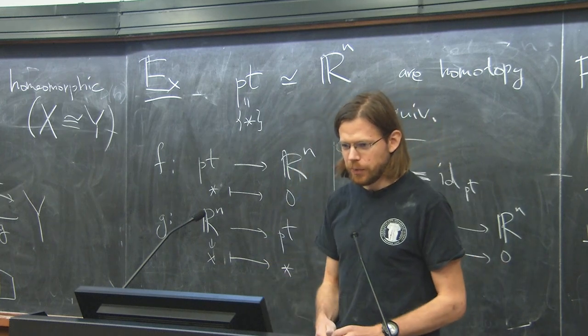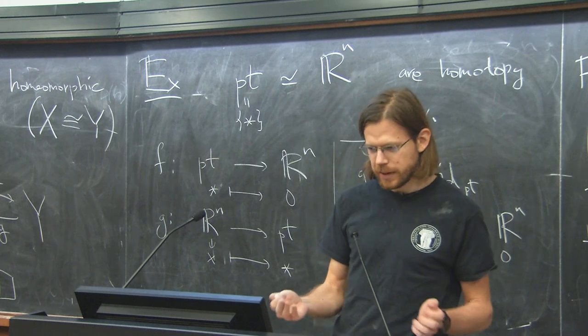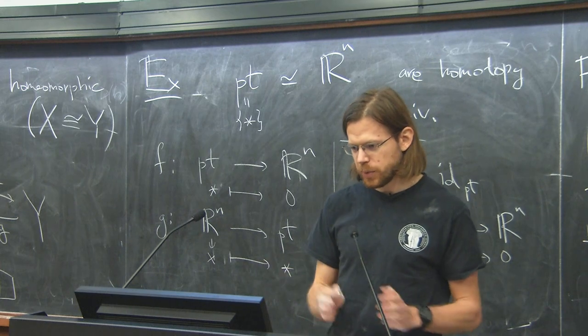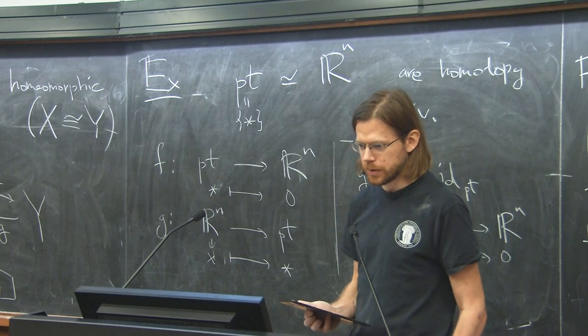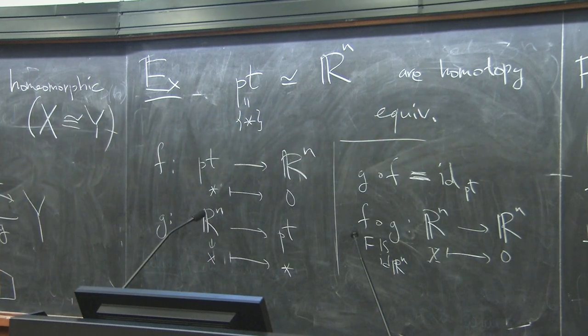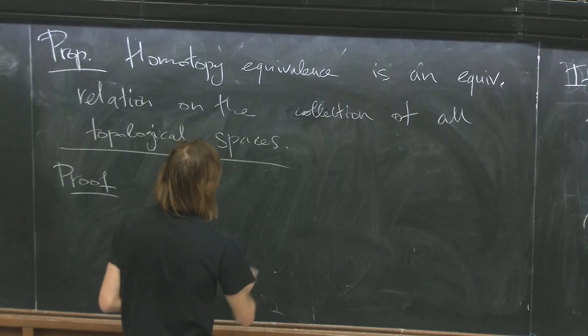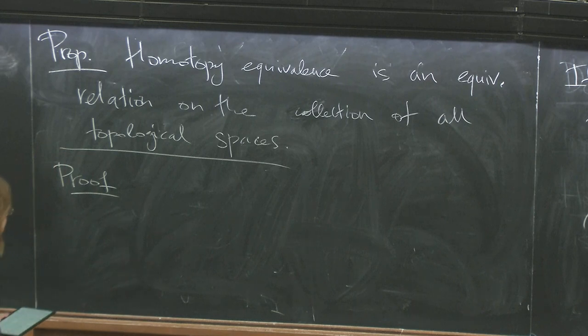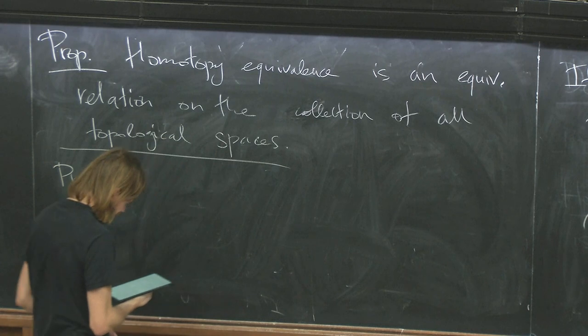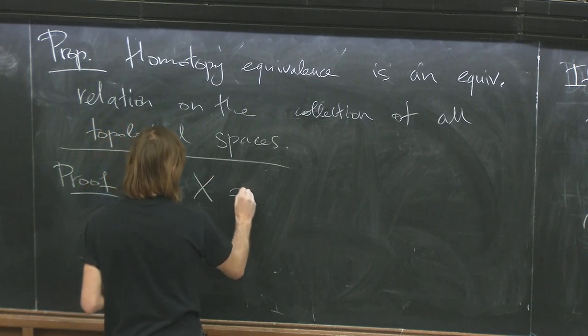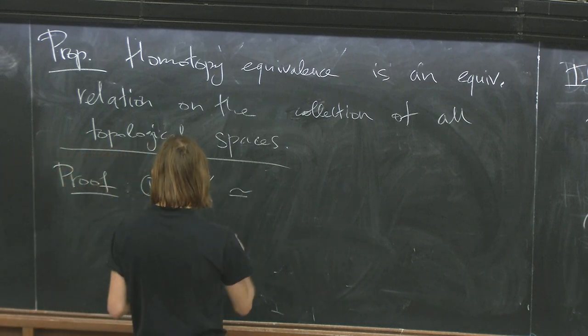But for us, what we want to show is that this is an equivalence relation. So we can compare topological spaces, and this relation between pairs of spaces satisfies the axioms of an equivalence relation. In any case, we just want to show the following three statements.